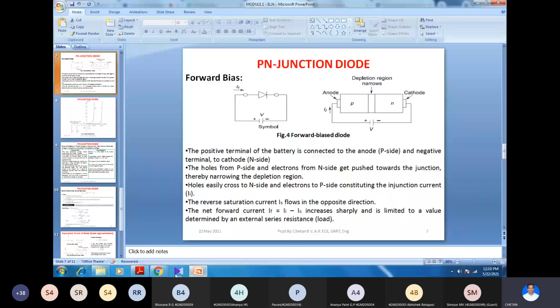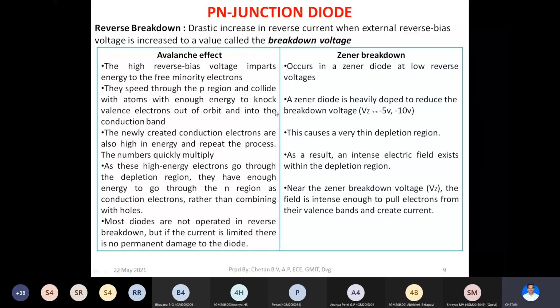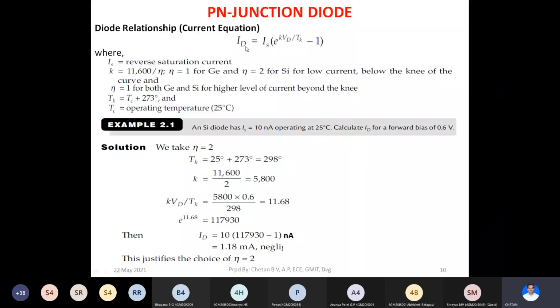So coming back to the PPT, this is the next topic, diode relationship. Here we have observed the forward and reverse characteristics of diode. So this forward and reverse characteristics of diode, that is this behavior, these graphs can be modeled using an equation. So this is that equation. This is called as a diode equation or diode relationship or current equation.